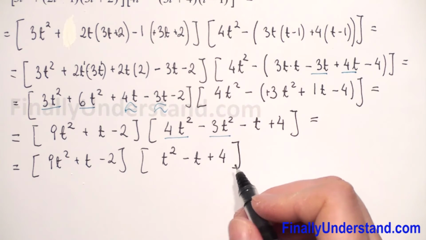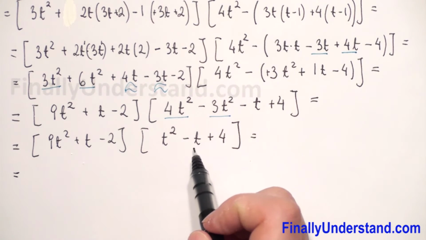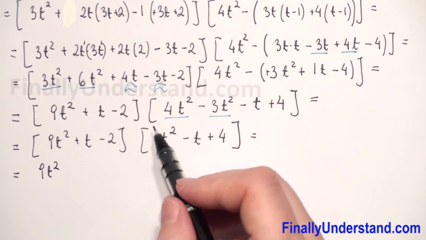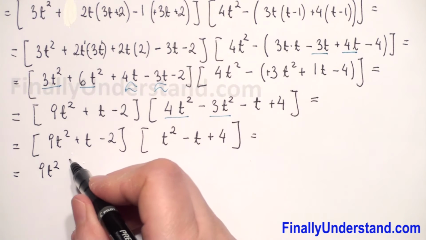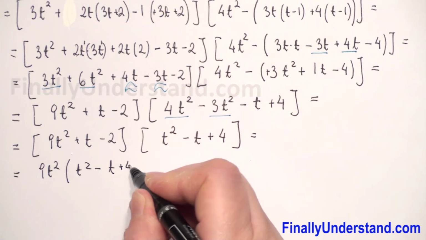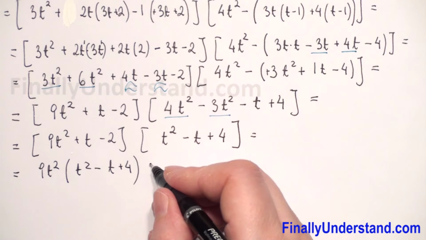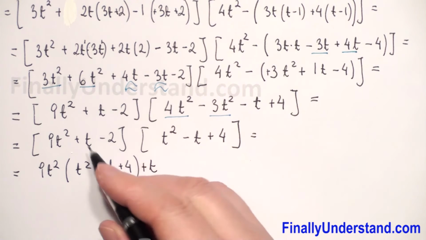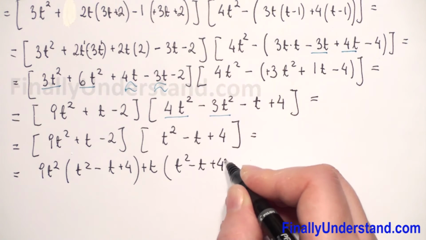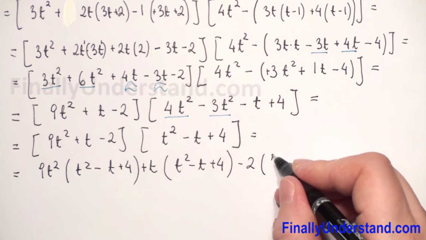Close brackets. So now we have to multiply every expression in the first brackets by every expression in the second brackets. So we have 9t squared. Instead of brackets, I can write parentheses now. So we have t squared minus t plus 4. And now we have t times this whole expression in the second bracket. Positive t we have to copy. And in parentheses will be t squared minus t plus 4. And now we have negative 2 times this whole expression in the second brackets.